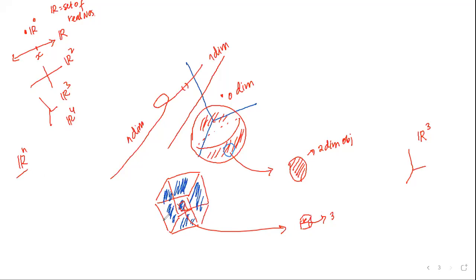So the solid cube is called a three-dimensional object, or the solid sphere. If I take a sphere which is not hollow from inside but filled, we call it a three-dimensional object. So what are the names of these? The one-dimensional objects or shapes are called curves.